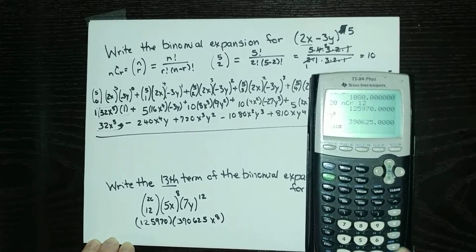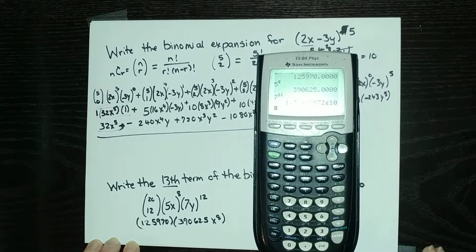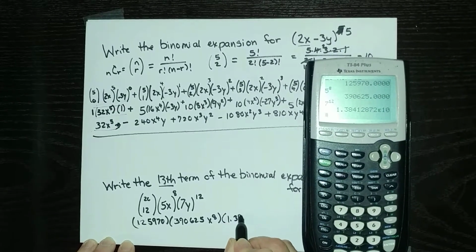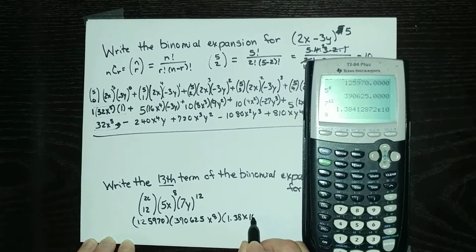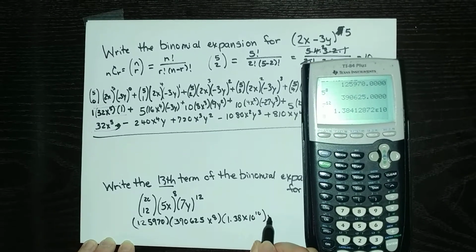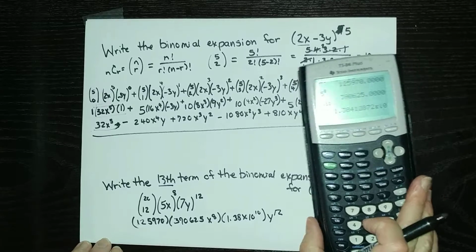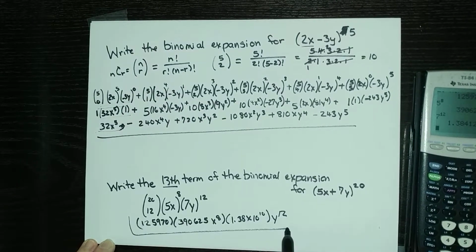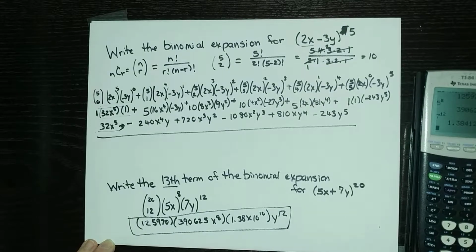7 to the 12th power is too big for my calculator to really spit it all out. It's 1.38 times 10 to the 10th, y to the 12th. And these are so big, my calculator is just going to have a lot of trouble. I'm going to leave this as my 13th term.